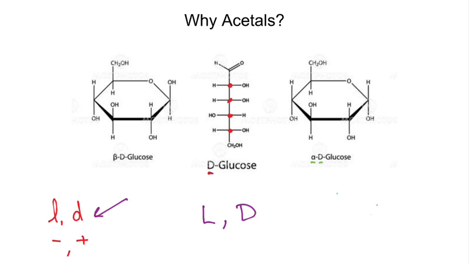Take a look at the penultimate carbon. So this is carbon 1, 2, 3, 4, 5, 6. Penultimate means second to last. This guy. Look where the OH is. Is it on the right-hand side or the left-hand side? It's on the right-hand side of the structure. And what did we say right represented? D. That's where the capital D comes from.